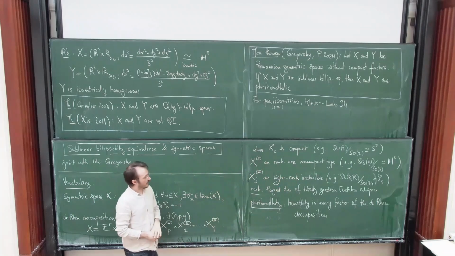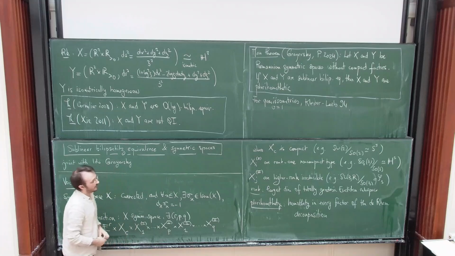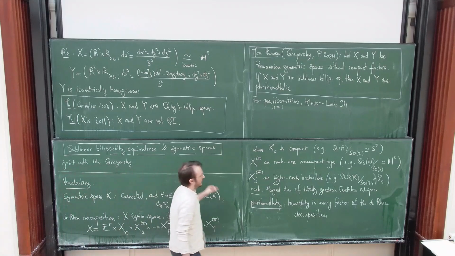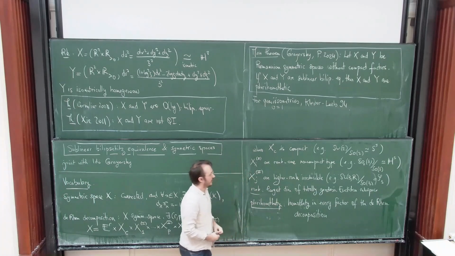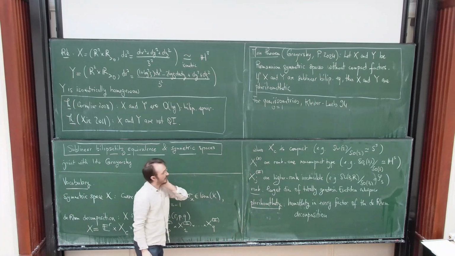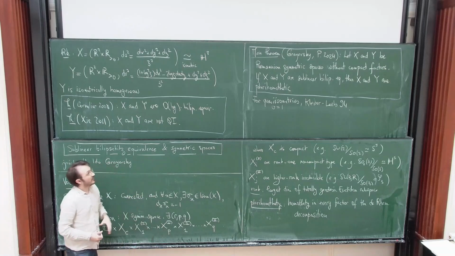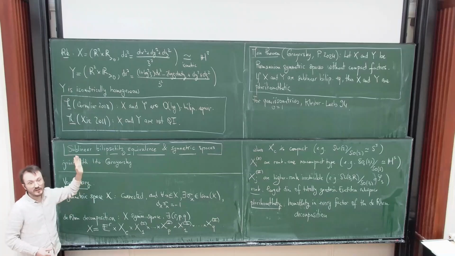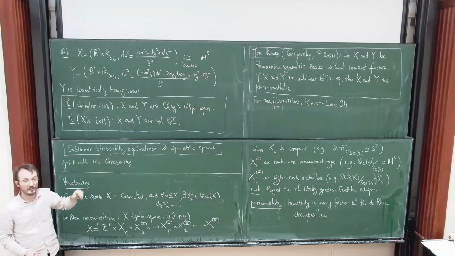But this is okay. The only thing you can do is rescale every factor in the de Rham decomposition. For instance, you take H3 times H3, you rescale by a constant in one factor and another. That's the only thing that can happen. So they are basically the same, actually. They are sublinear bilipschitz equivalent.